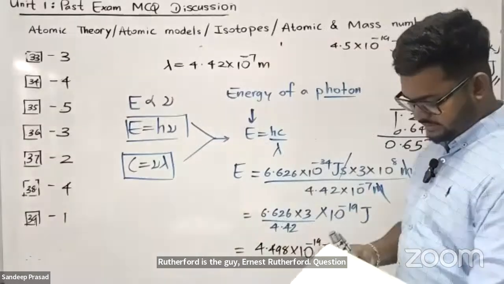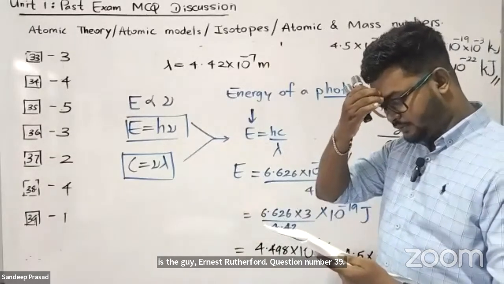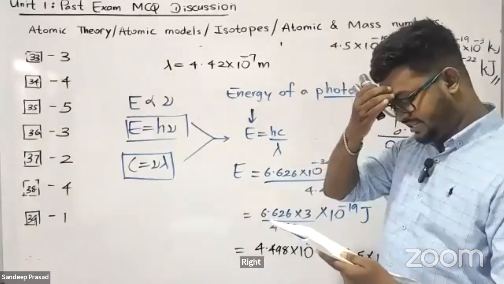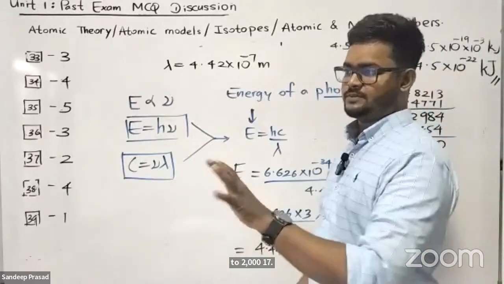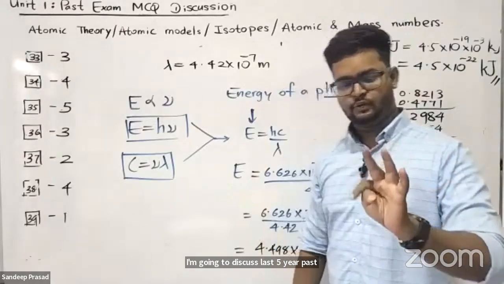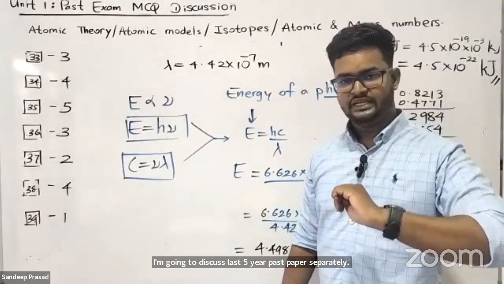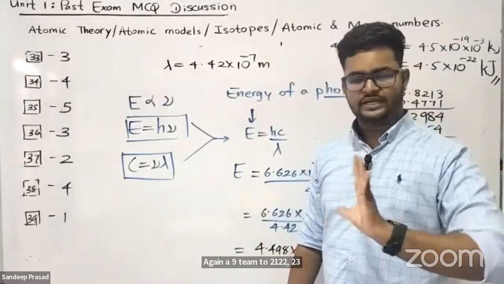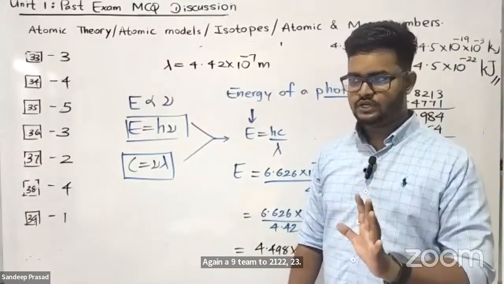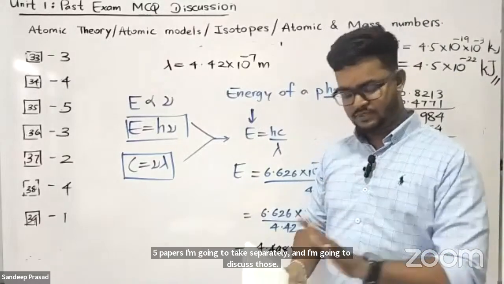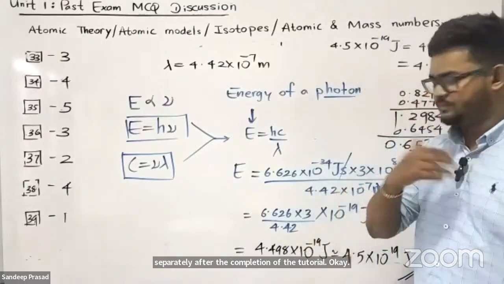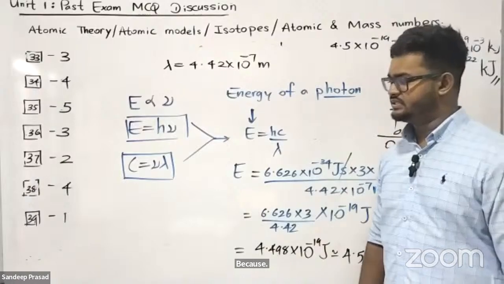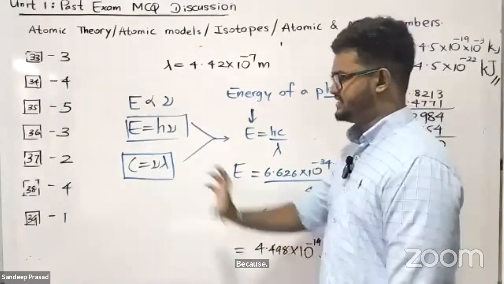Right. So these are the past papers they have given up to 2017, 18. I'm going to discuss the last 5-year past papers separately. Again, 19, 20, 21, 22, 23. These 5 papers I'm going to take separately and discuss those questions after the completion of the tutorial. Okay. Because it's better we discuss the last recent year past papers separately.